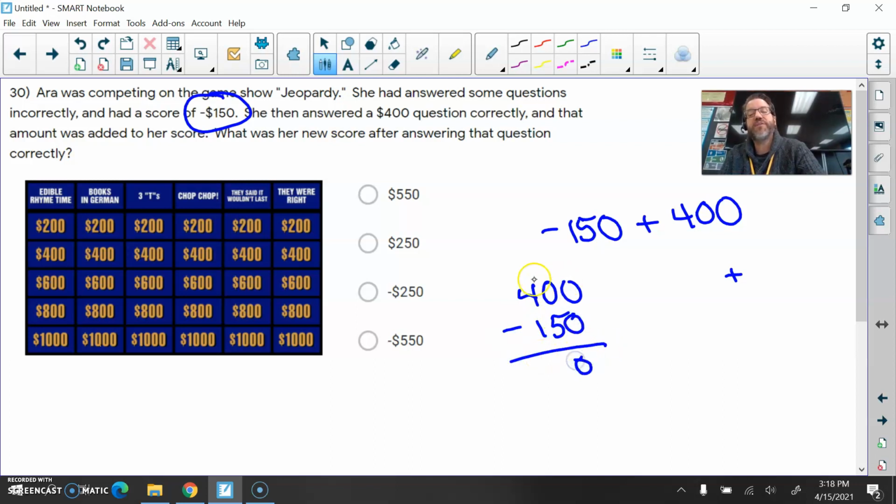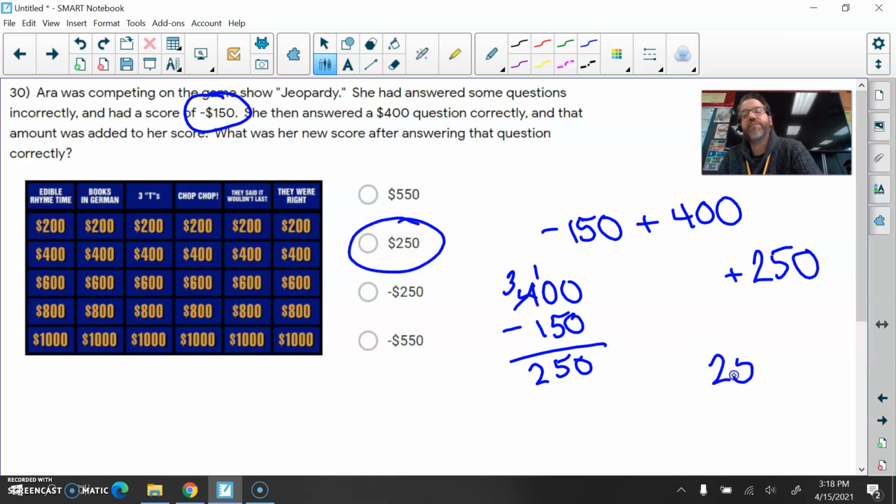Here you get 0, and then you can make this 4 a 3. This becomes 10. 10 minus 5 is 5. 3 minus 1 is 2. So we have 250, positive 250. Okay, so that means she'll be at $250 at this point in the positives.